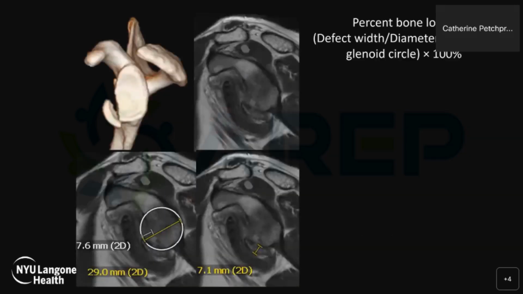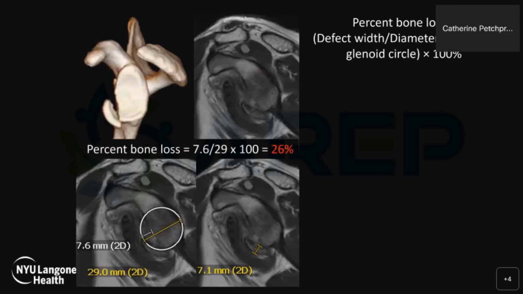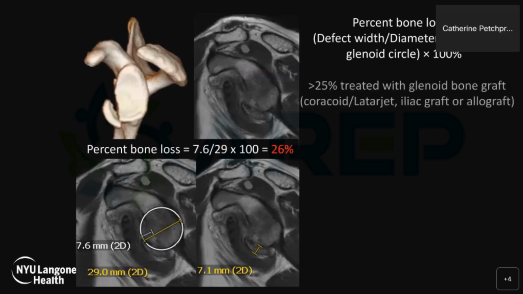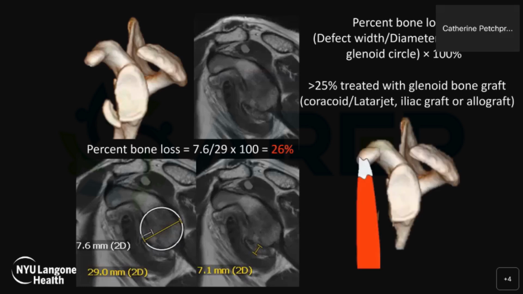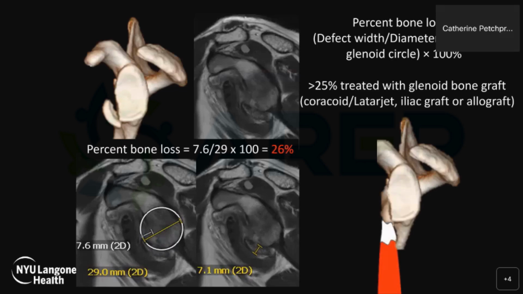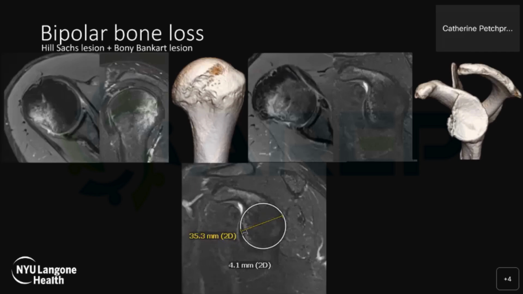Here's an example of a patient with a fairly large anteriorly displaced anteroinferior glenoid rim fracture seen on the 3D rendered CT image. In this case, the calculated glenoid bone loss is 26%. Therefore, this patient is indicated for a bone augmentation procedure. A Latarjet procedure places a block of the coracoid bone and its attached muscles along the anteroinferior glenoid rim to provide additional bone and soft tissue support. When you have both a Hill-Sachs lesion and a bony Bankart lesion, it is called bipolar bone loss.